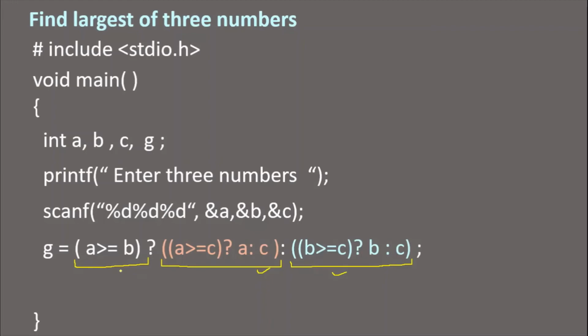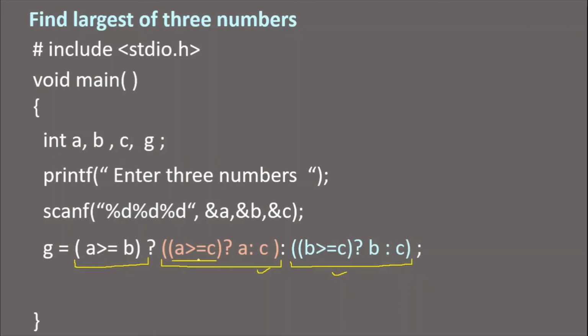Now let us assume that A is greater than B. It means that the condition is true. The value of A is greater than or equal to B. So it will come to this part, and here we will check one more condition. So one more conditional operator is written in the true part. And what is that? Check if the value of A is greater than or equal to C. The value of A is already greater than B, and the second condition is A greater than or equal to C.